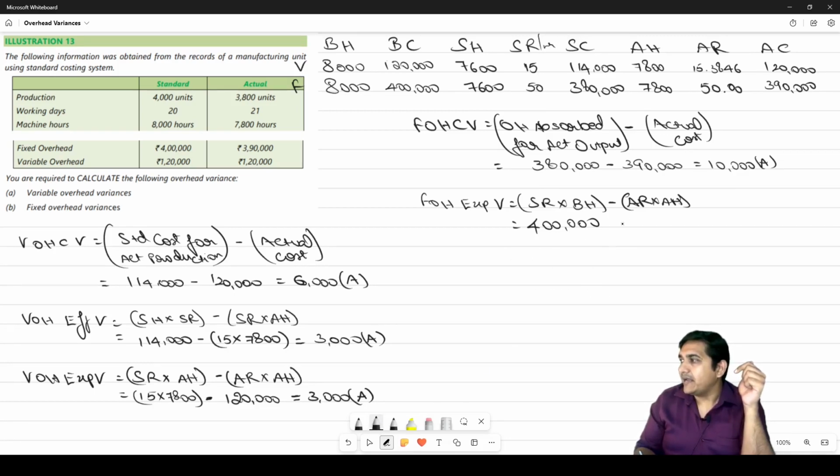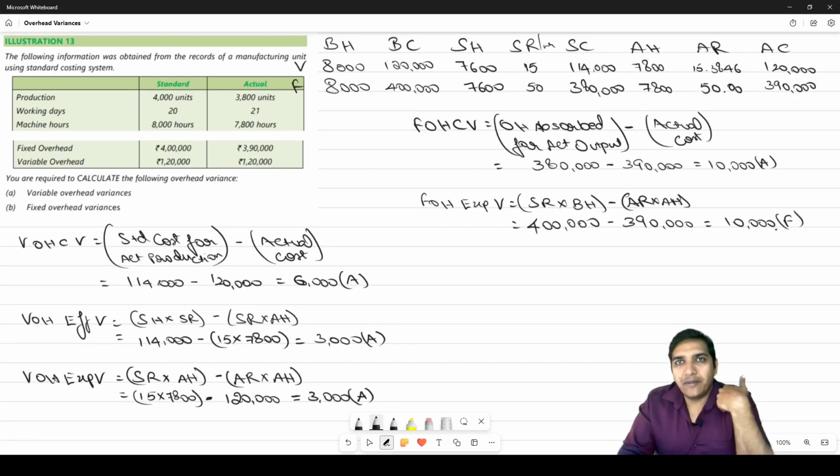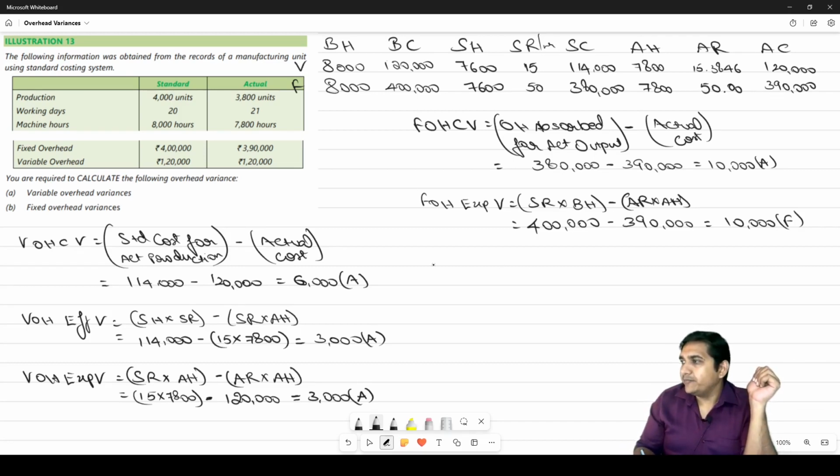Minus, we will take our actual cost. Actual cost is 3,90,000, which gives 10,000 favorable. So I had budgeted an expenditure of 4 lakhs, but my actual expenditure came out to be only 3,90,000. So I am saving 10,000.